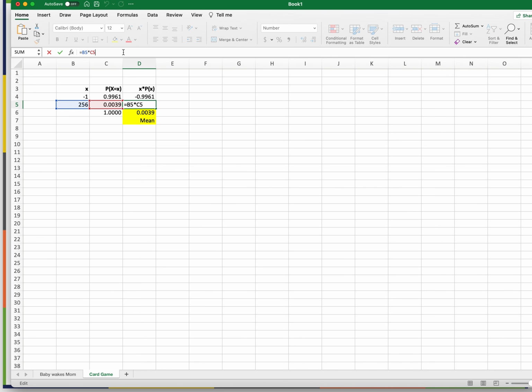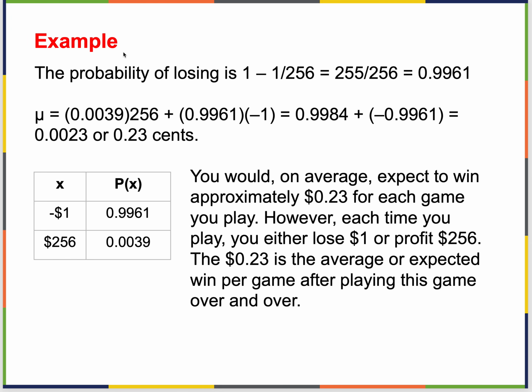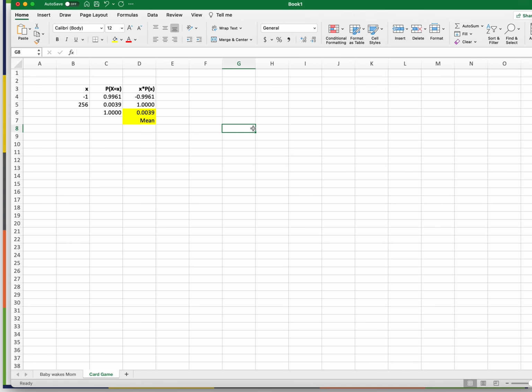I have 256 times 0.039, and they got 0.9984. And we got 1. Because remember, the probability is 1 over 256. Of course it's going to be 1.